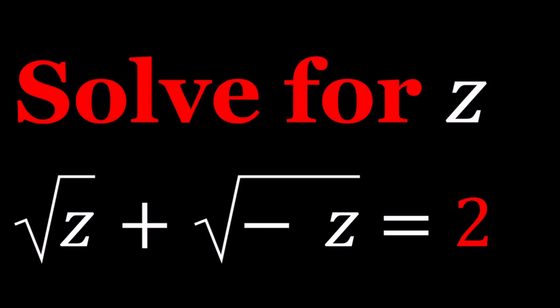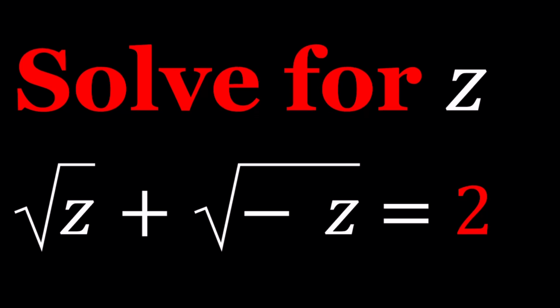This channel is all about complex numbers, and in this video we're going to be solving a radical equation with complex numbers. Now we have the square root of z plus the square root of negative z equals 2, and we're going to be solving for z values.